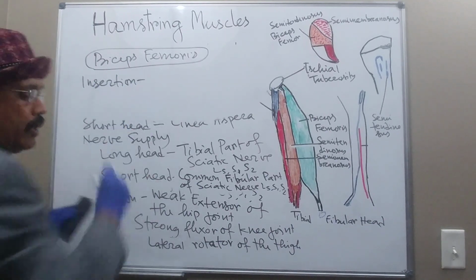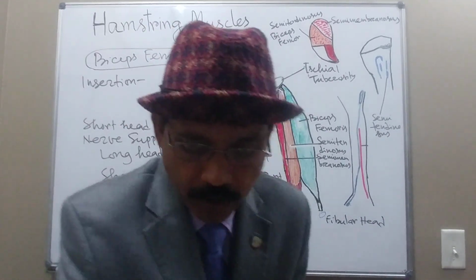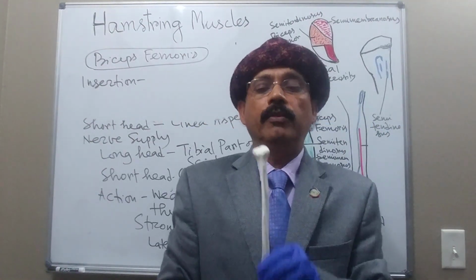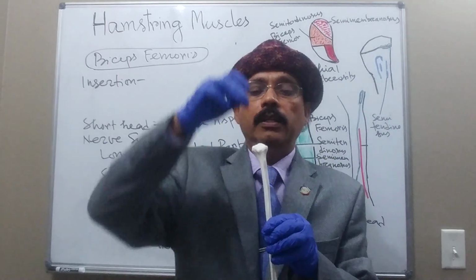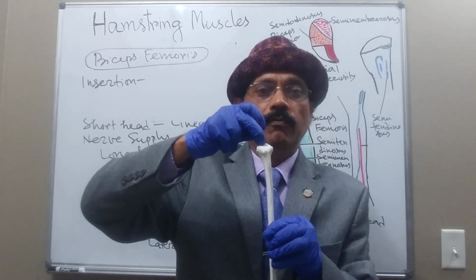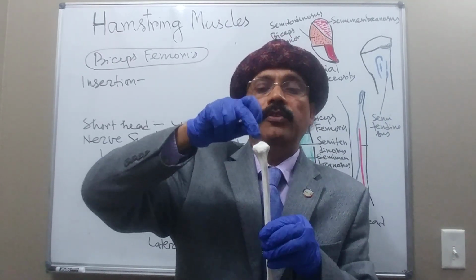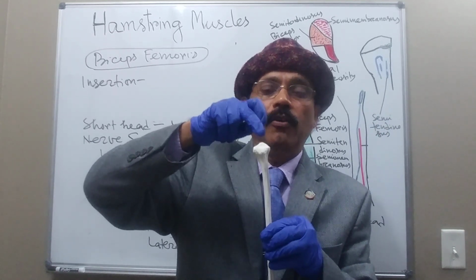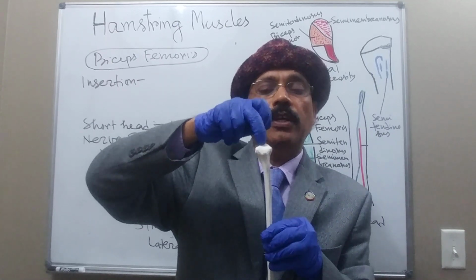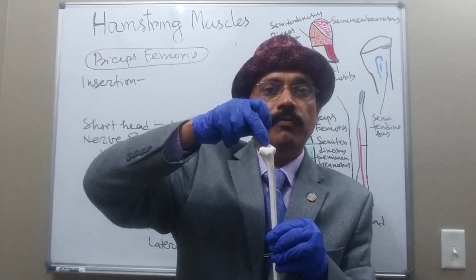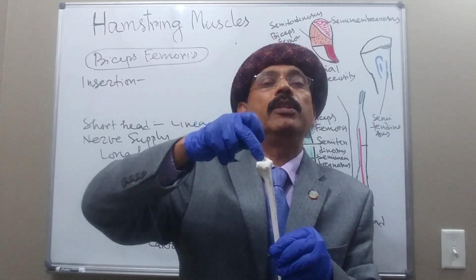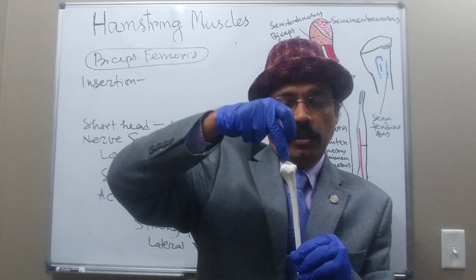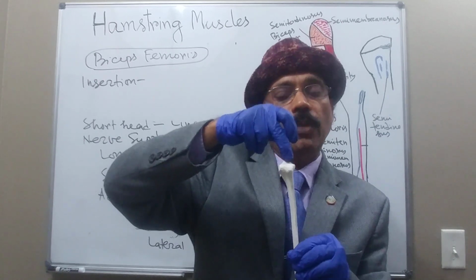Insertion of the biceps femoris is to the head of the fibula. This is the head of the fibula. Here it surrounds the fibular collateral ligament. It is inserting to the anterior part of the apex of the head, or stellate process of the head. Here is the site of insertion. It surrounds the fibular collateral ligament. Even the fibular collateral ligament may split the tendon of insertion of the biceps femoris.